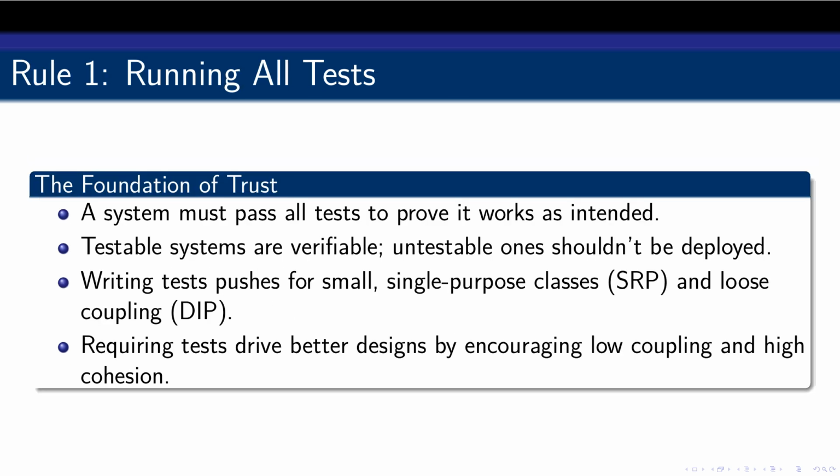The first rule, running all tests, is the foundation of trust in your system. If your code passes every test, you can verify it works as intended. Testable systems naturally encourage small, single-purpose classes and loose coupling, aligning with principles like SRP and DIP. Writing tests upfront pushes you to create better designs with high cohesion and low coupling, ensuring your code is reliable and deployable.